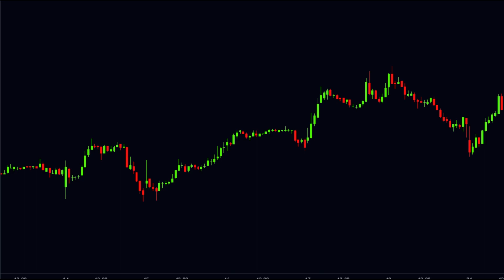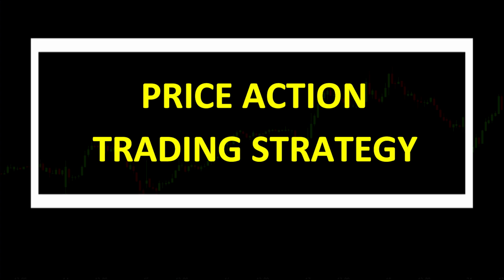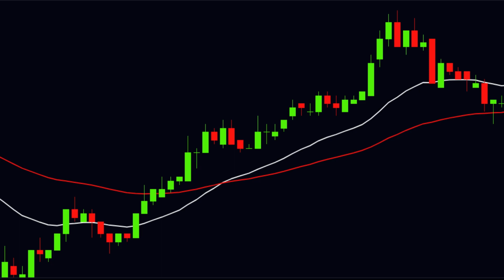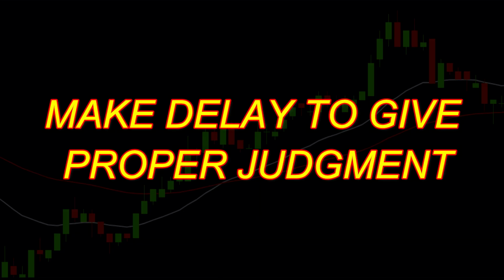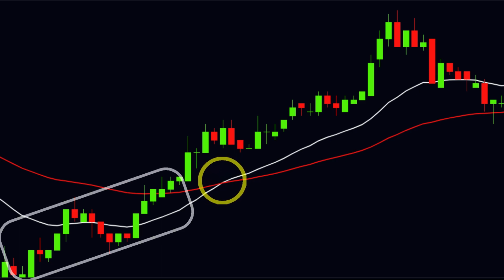Friends, whenever we trade without any indicator, or we trade only with the help of a raw price chart, it is called a price action trading strategy. I am not saying that you shouldn't use indicators. Even with the help of indicators, we can get more precise and effective trades, but general indicators, such as RSI, moving average, and MACD, are based on the price of the stock or asset, and sometimes these indicators may delay giving proper judgment. For example, as you can see here, this indicator is indicating an uptrend of the stock at this point, but in reality, the uptrend of the stock started some time ago.